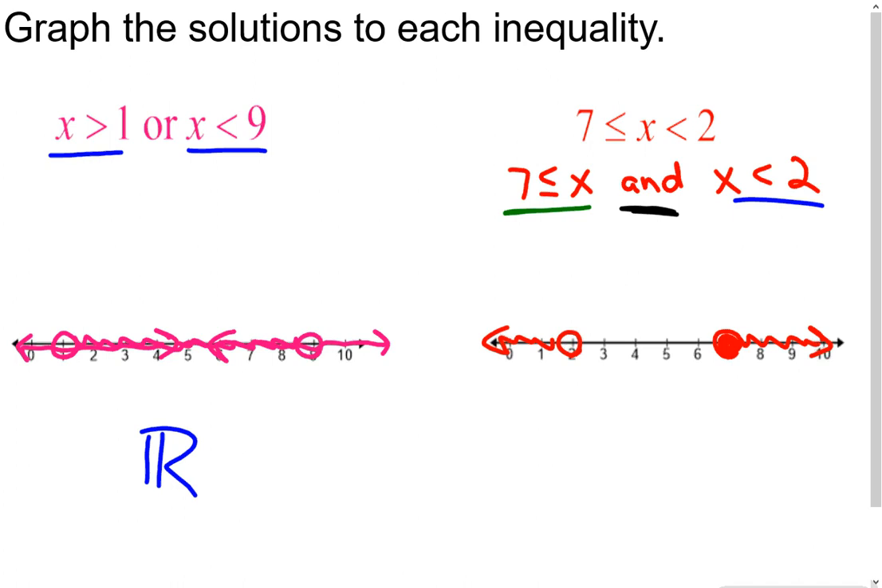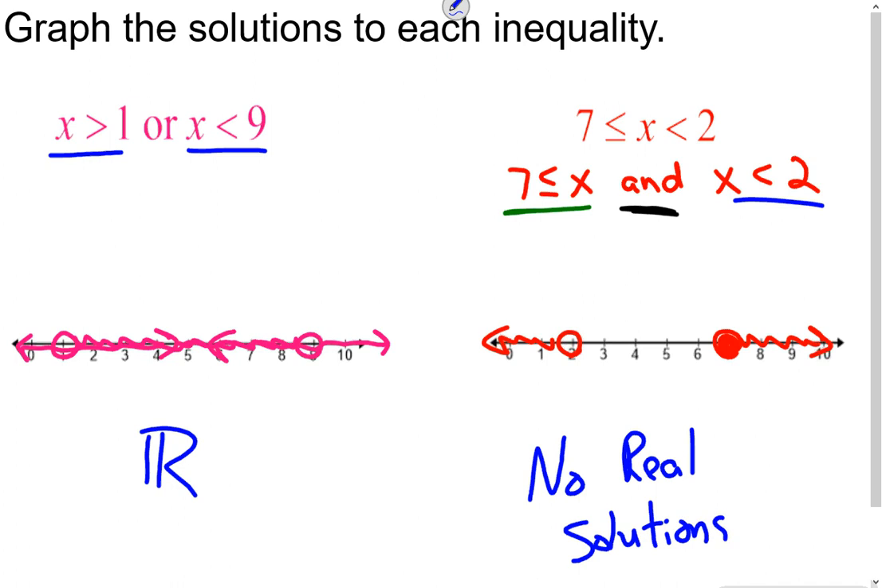In other words, we have to find a number that's greater than 7 and a number that's less than 2. But there are no numbers that satisfy that. So when we look at this one, there are no real solutions, or there are no solutions, because we're working on the number line, so I said real. So there's no real numbers that are solutions to that one. And these are the two important pieces that we need to recognize when we're solving our compound inequalities. Sometimes these kind of goofy situations happen.